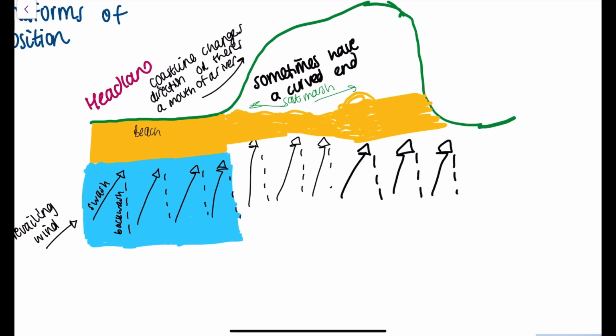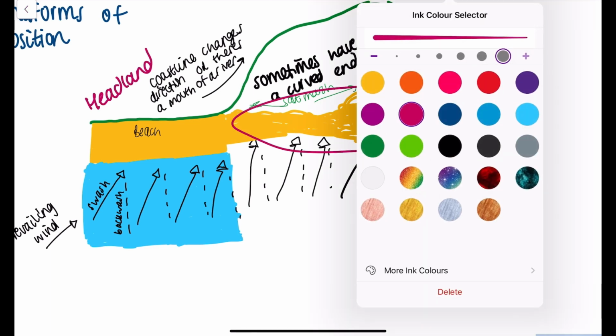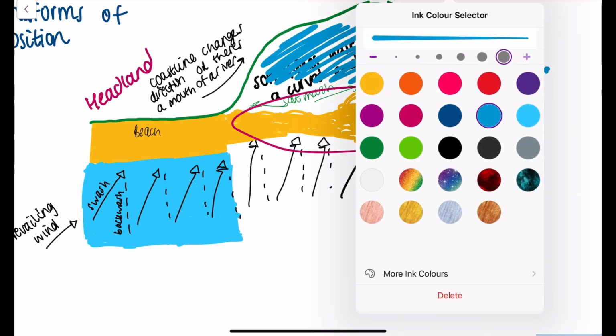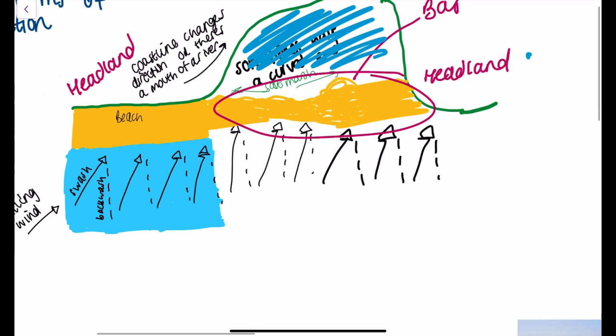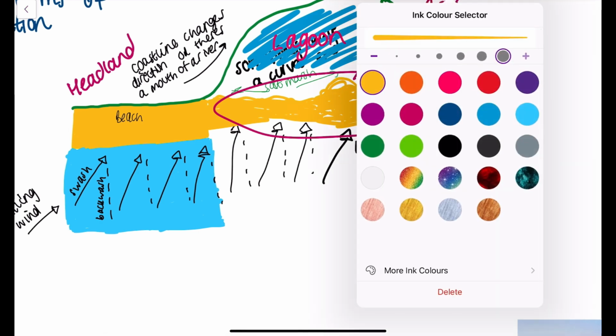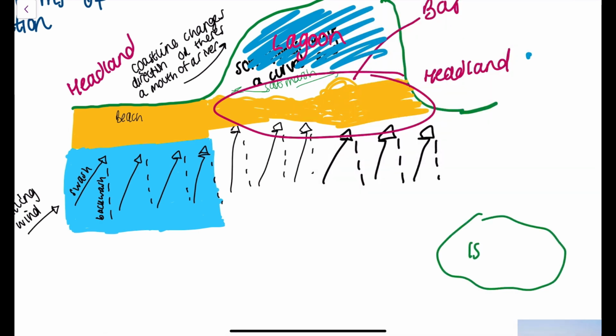If we have a spit which joins two headlands together, like I'm trying to show you now, we call that a bar. So essentially, a bar forms when a spit develops across that bay, linking two headlands together. Now, the area behind the bar is cut off from the sea, and this forms a lagoon. And it can happen in areas with little river flow and strong longshore drift.